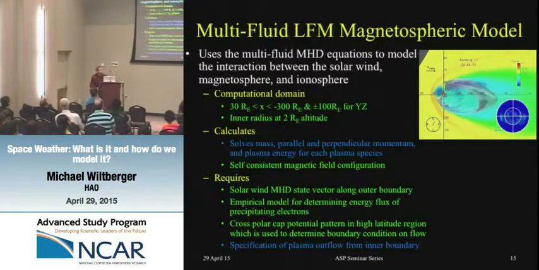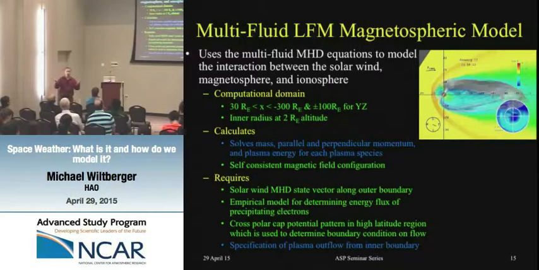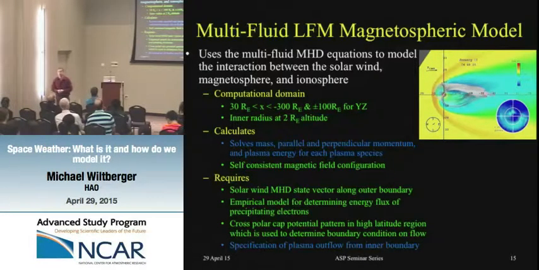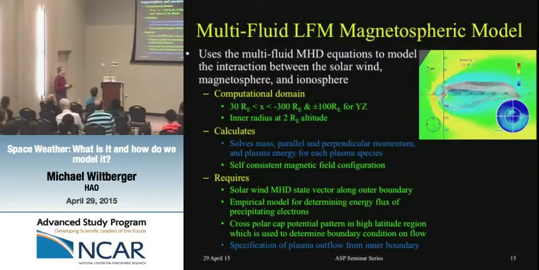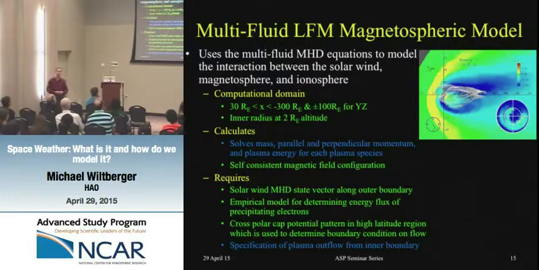The multi-fluid version of the LFM is solving what are known as the magnetohydrodynamic equations. So you think about the Euler equations that you're all probably familiar with from the terrestrial weather world, and you add electrodynamics on top of that, and you get magnetohydrodynamics, and that's what's going on in that system. So we're solving those equations in a computational domain that goes about 30 times the radius of the Earth upstream, about 300 times the radius of the Earth downstream, and about 100 plus or minus in Y, and then we carve out a little sphere here in the center. It's about 2 RE in geocentric distance, 1 RE in altitude. Actually, I guess I should fix that labeling there.